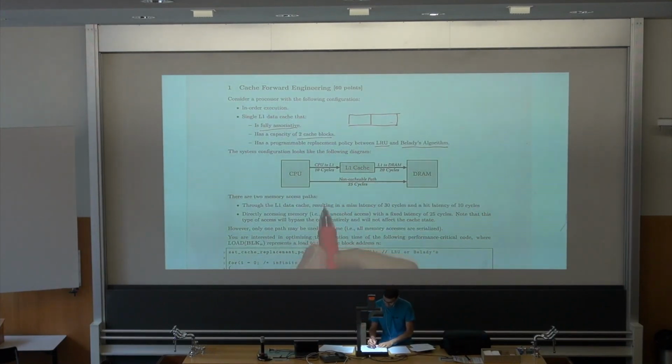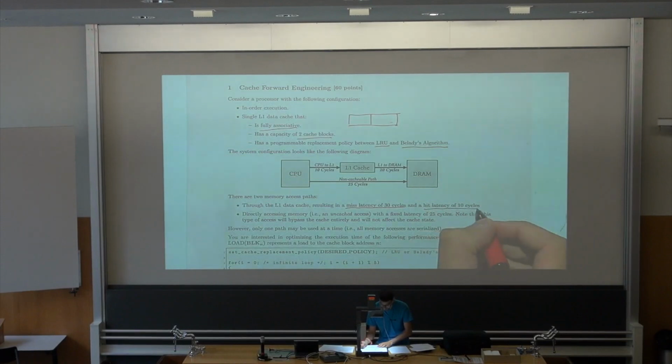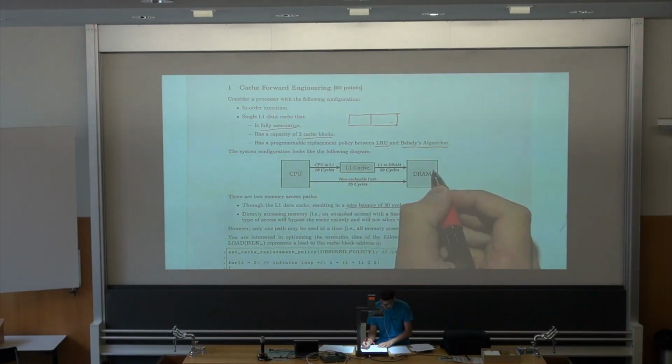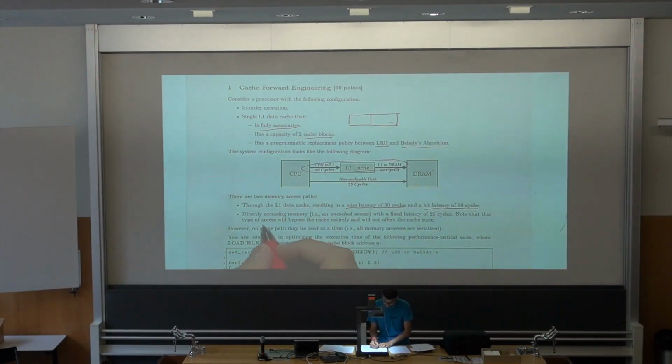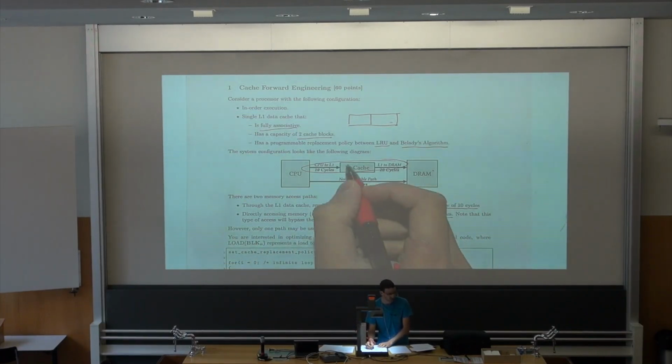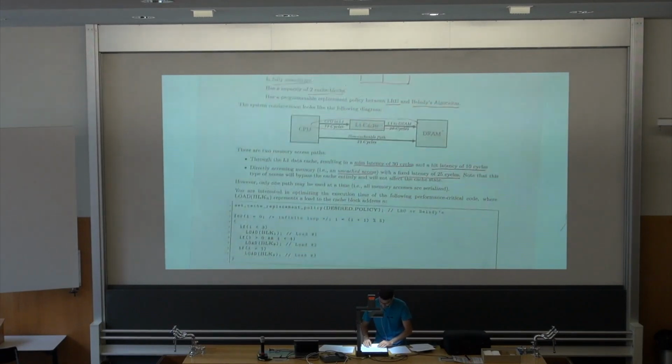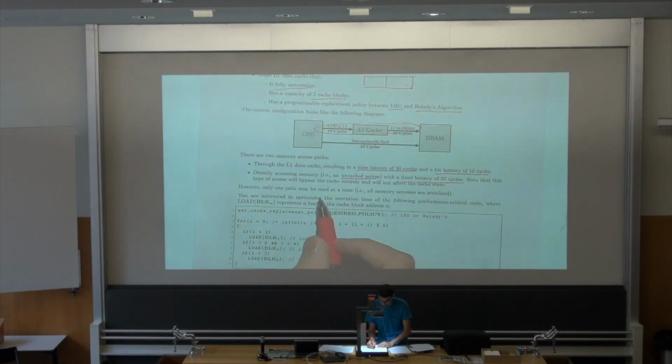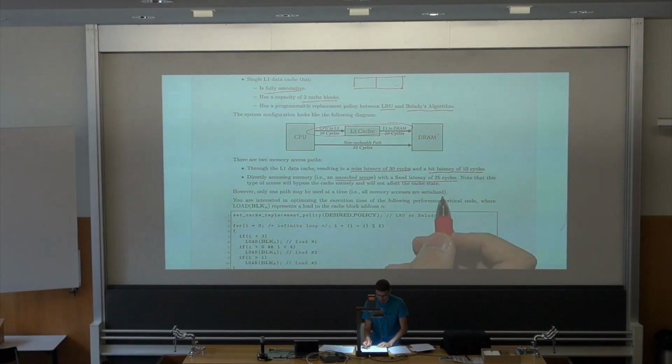There are 2 main paths by which we can access memory from the CPU. One is through the L1 data cache, where you get a miss latency of 30 cycles and a hit latency of 10 cycles. That's represented from the CPU to the L1 to DRAM by this top path here. The second one is directly accessing memory, which results in an uncached access, and this has a fixed latency of 25 cycles. Note that this type of access will bypass the cache entirely, so we're not going to affect the state of the L1 cache at all. In this question, only 1 path may be used at a time, and all memory accesses are serialized, so there's really no memory level parallelism here.